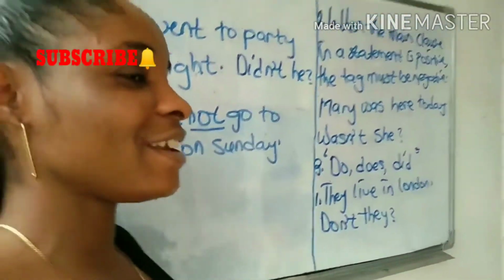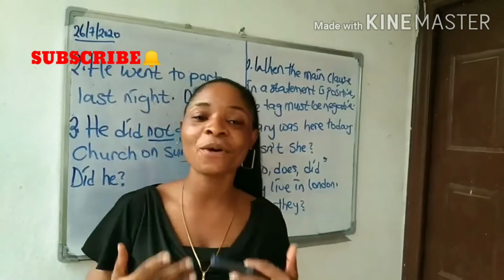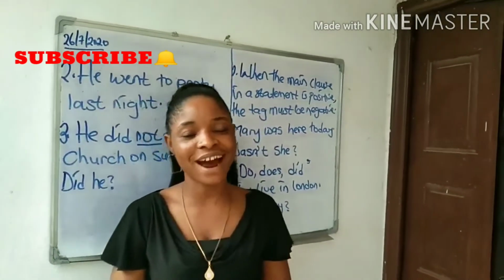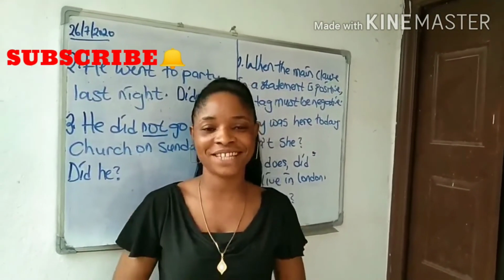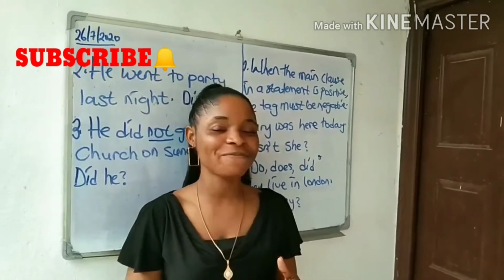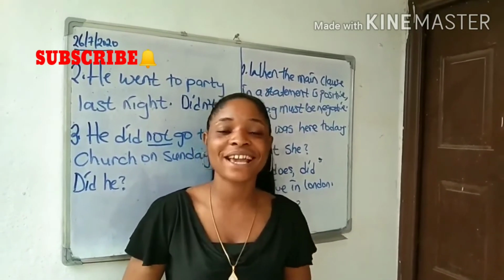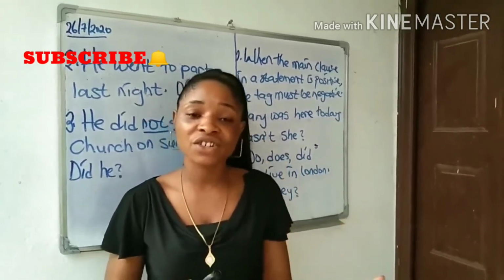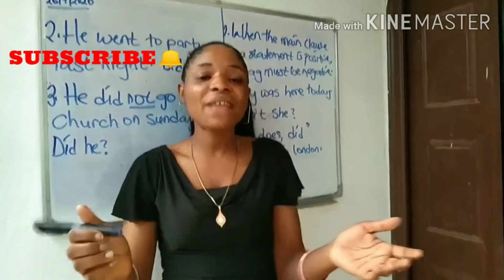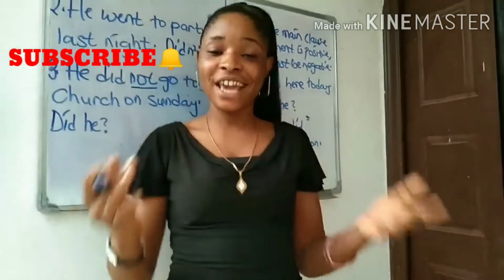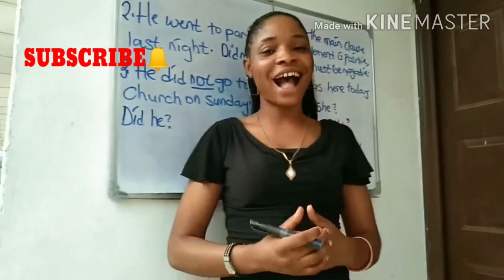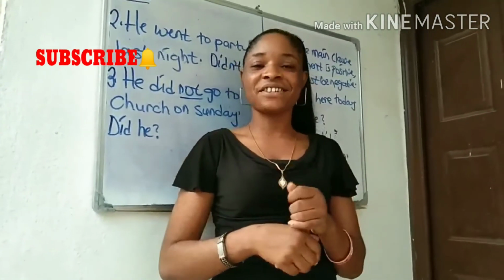So that is it. Now you understand and you know how to use question tags after a declarative statement. Isn't that awesome? I bet it is. In the next class, we will be taking names of letters of the English alphabet and silent letters.